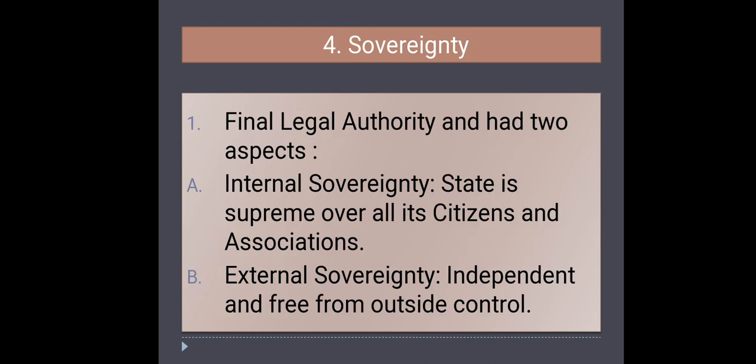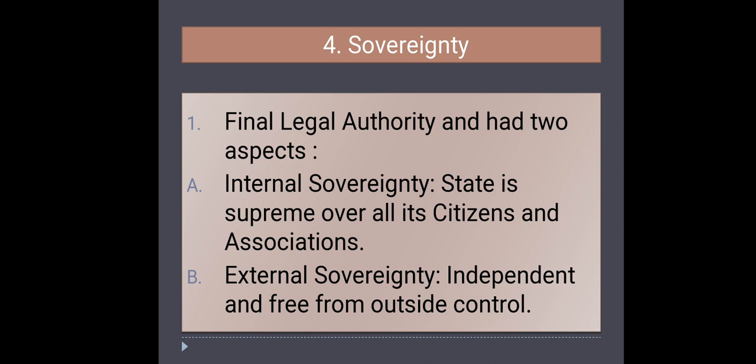So the last is sovereignty. What does this actually mean? Sovereignty is actually a legal authority, and in a narrower interpretation it is independence, the freedom of a state, the freedom of a king. So it actually has two aspects. First is the internal and second is the external.